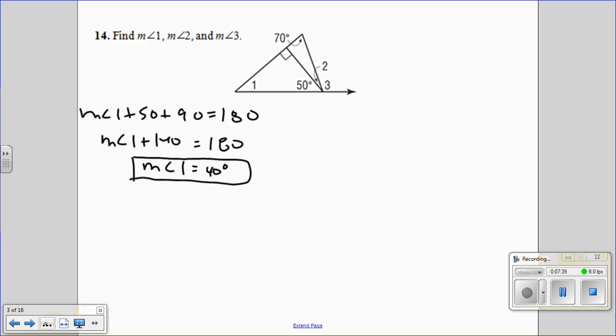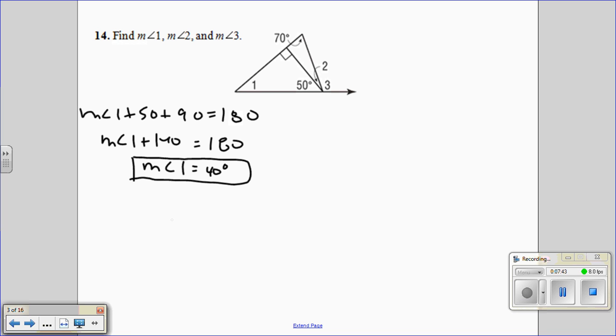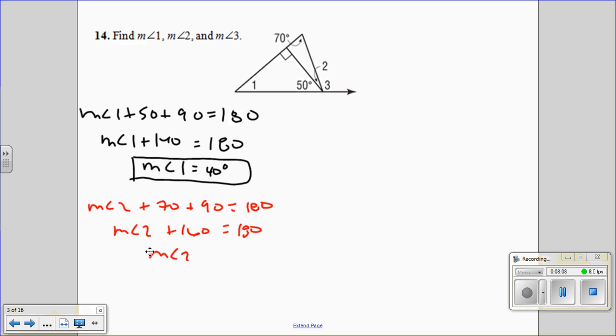All right, the narrow triangle at the top here is also a right triangle. So to find angle 2, I know that angle 2 plus 70 plus 90 is 180. Combine 70 and 90, you get 160. And then subtract 160, you would get angle 2 is equal to 20 degrees.